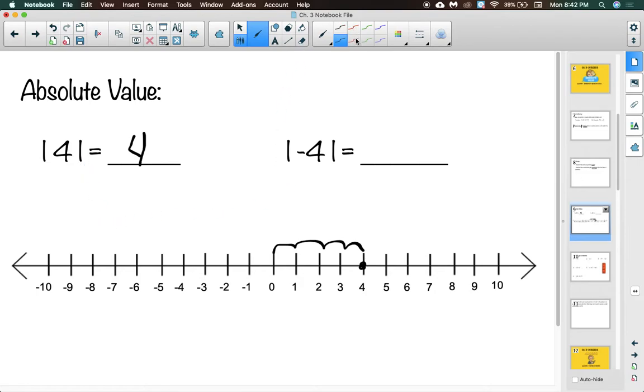So let's do the other one here, -4, the absolute value of -4. So we go to -4 on the number line, and we find out how far that is from the number 0. 1, 2, 3, 4 units. So the absolute value of -4 is also 4. So both of these expressions are equal. They have the same answer because it's how far is that distance? What's the distance between that number and 0?